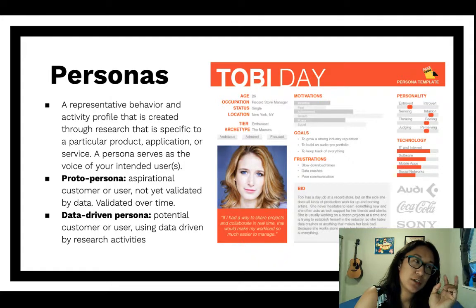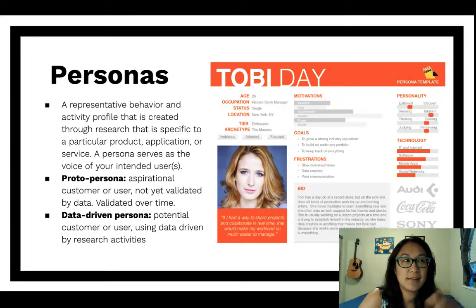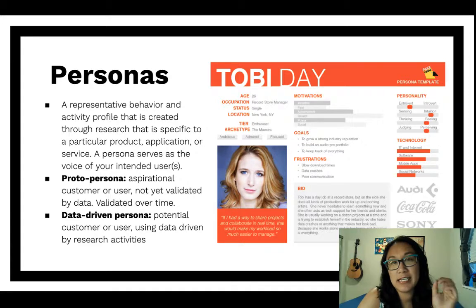So there's two kinds of personas. They're both personas, but they're at different stages of data collection. Your proto persona is essentially your aspirational theoretical customer, and they're not yet validated by data. You actually validate it over time.